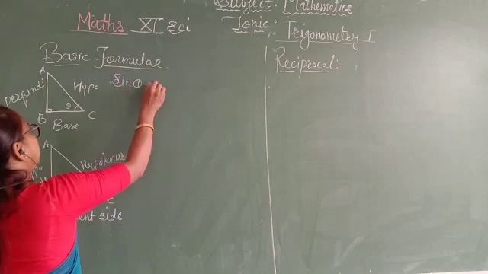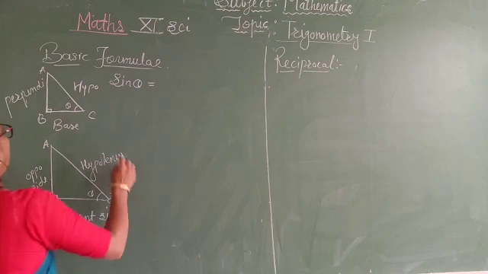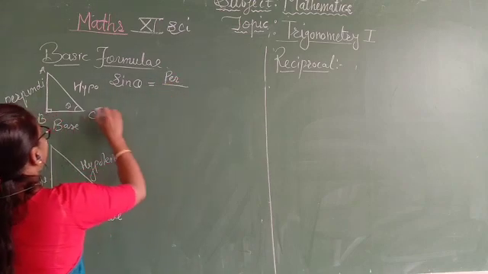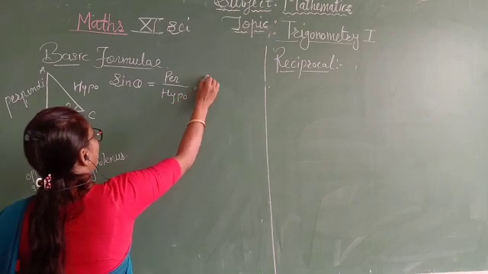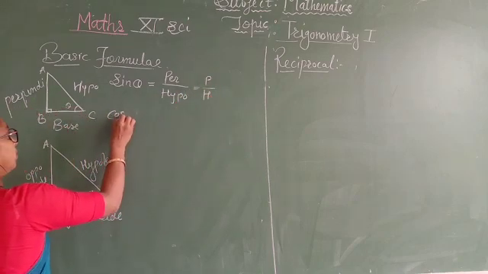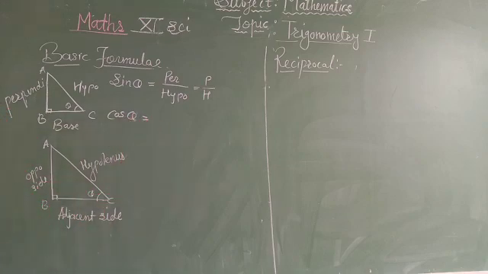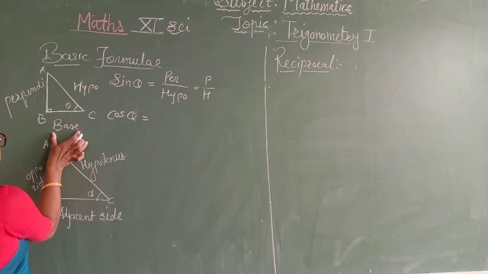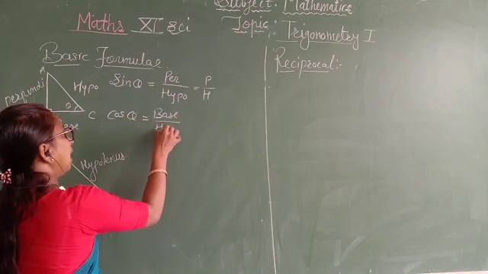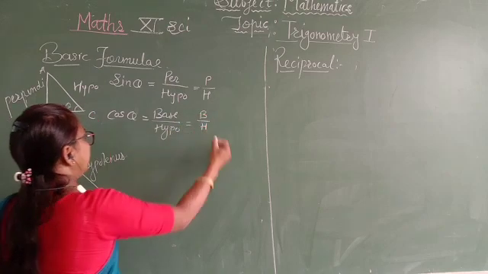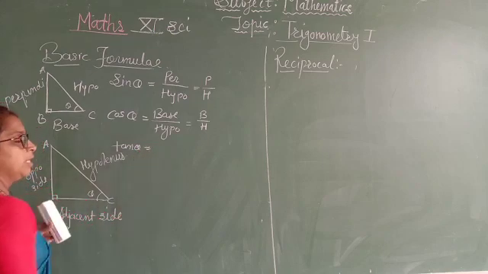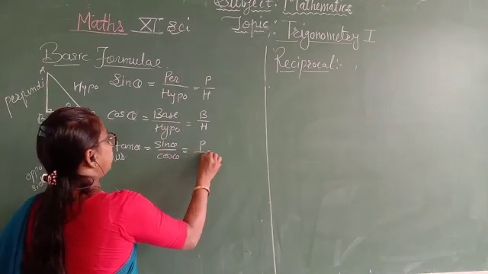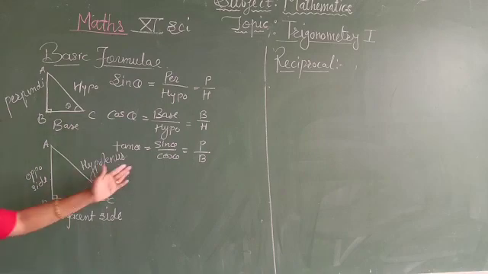If you want to calculate sine theta, the sine ratio, then the formula is here. Opposite of theta is perpendicular and hypotenuse. In short, P upon H. If we have to calculate cos theta, then the cos theta formula we studied is adjacent to theta. This is the side adjacent to theta and we are considering the side as base upon hypotenuse. In short, B upon H. And we know that tan theta is sin theta upon cos theta, and from its formula we get perpendicular upon base. This formula was given in the 9th standard.